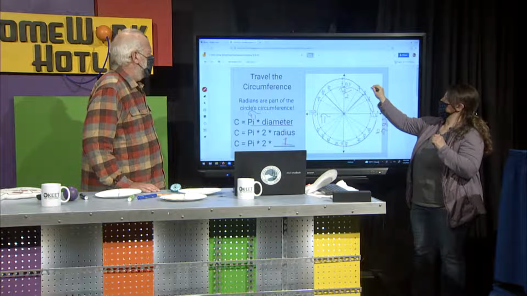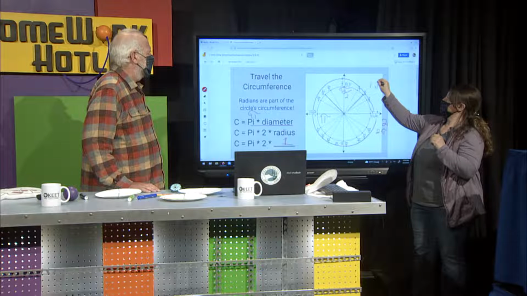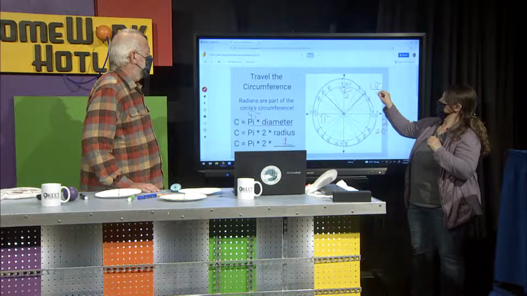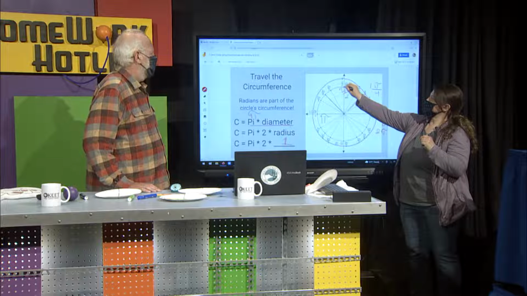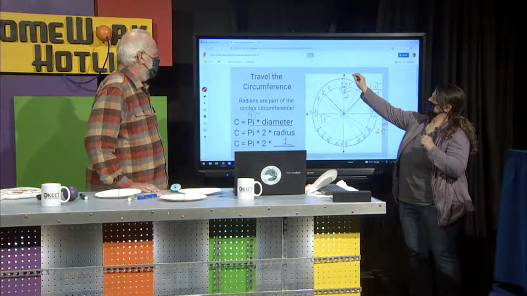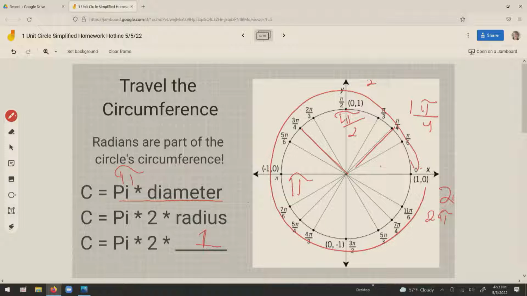This is 1 pi over 4. This one right here, if I travel to the 90 degrees, is 2 pi over 4. Is that a pi or a 4? Okay. And 2 pi over 4 simplifies to be 1/2. Pi over 2.